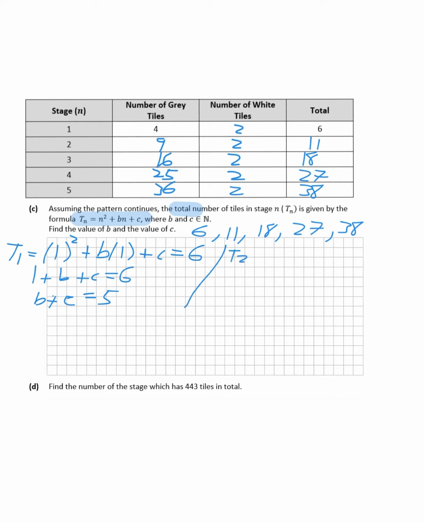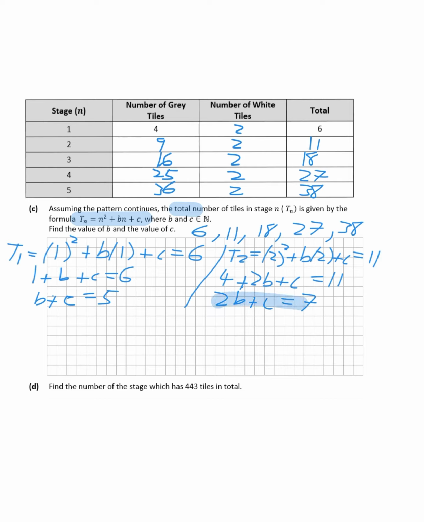Then let's sub in 2 instead of n and equal it to the second term, which is 11. So I have 2 squared plus b times 2 plus c equals 11. So 2 squared is 4. b times 2 will be 2b plus c equals 11. So then we have 2b plus c equals 7, because when 4 goes across, you have minus, and 11 minus 4 is 7.